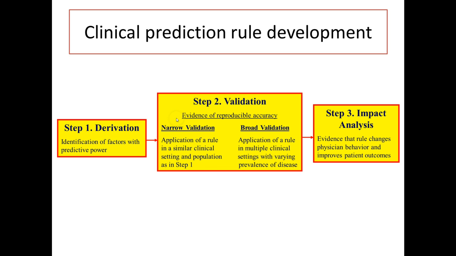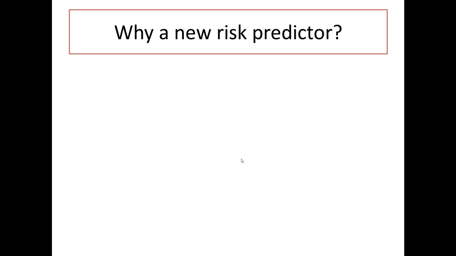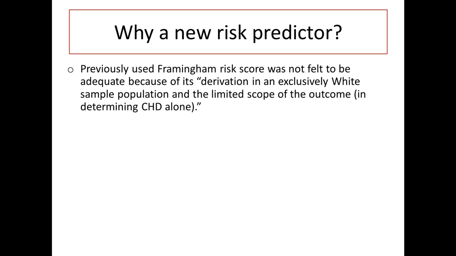Where we are right now with this tool, for sure, we had narrow validation. And I'll show you some data that it was used a little bit in a different population and didn't perform very well. So why did these authors develop a new risk prediction tool? So they felt Framingham, which we were all very familiar with, was just not adequate because it was derived in an exclusively white sample population with very limited outcomes. They only really looked at coronary heart disease alone. And this is true. When Framingham was developed, Framingham, Massachusetts was a very homogeneous population of white people.